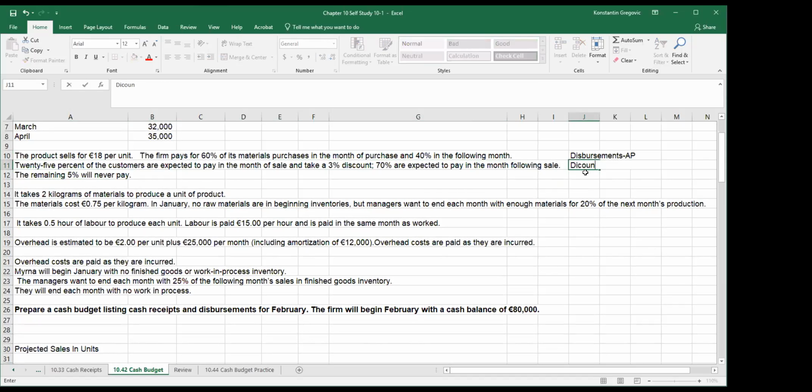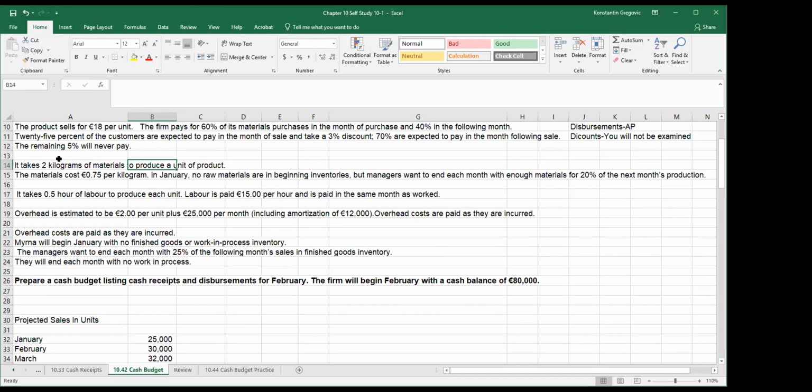For discounts, you will not be examined. Don't worry about the discounts. Worry about the 70% in the month, 20% the following month, 5% will never pay.